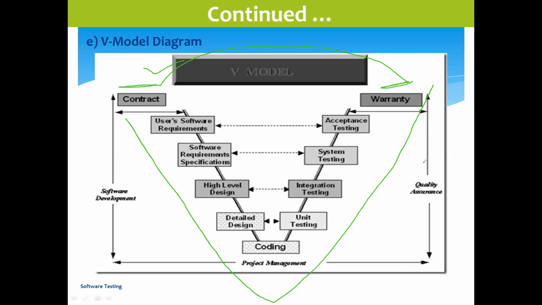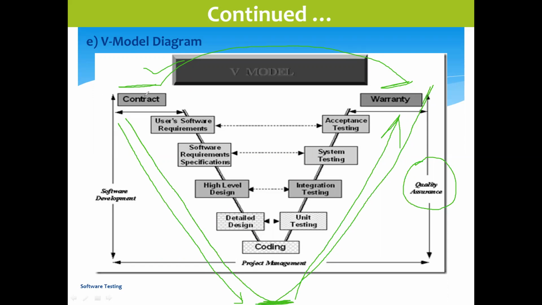So the right side is the quality assurance side, the testing side, this part. For the testing side, it will go like this, from bottom to top. And for the development side, it will come from top to bottom. And in the middle, they will meet each other. So that is the coding part.